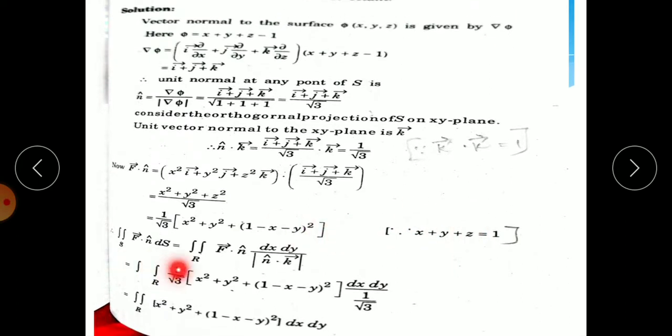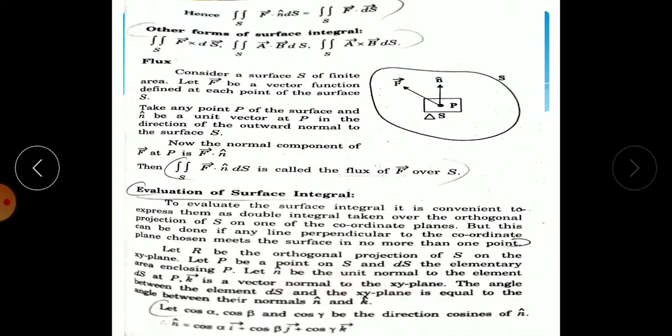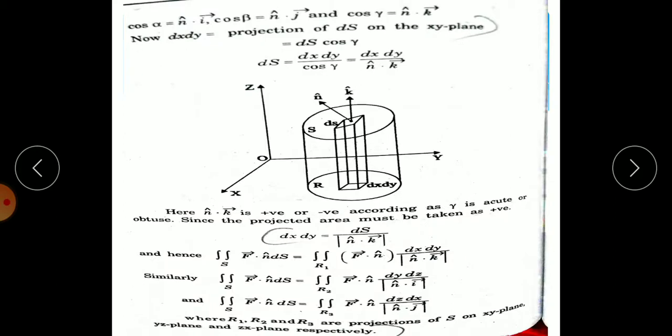Now this is the given surface integral formulation, that is the double integral over S of f vector dot n cap dS. But for the evaluation, we saw in the theory part the evaluation of the surface integral. Here if it is the xy plane we have to use this one, for the yz plane we use this one, and for the zx plane we use this format. Since it's the xy plane, dx dy over n cap dot k vector.